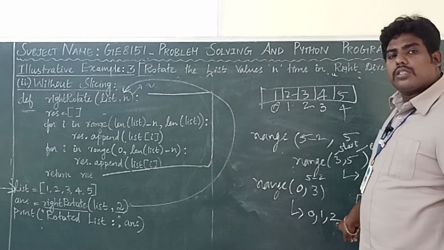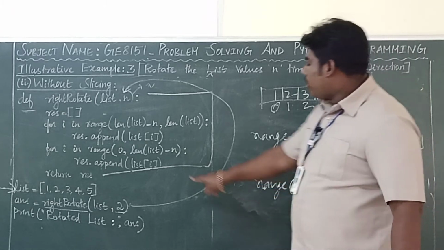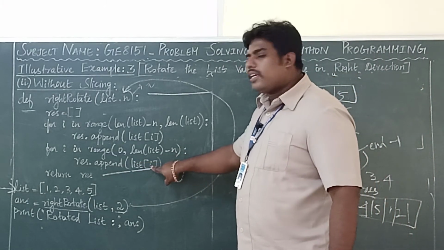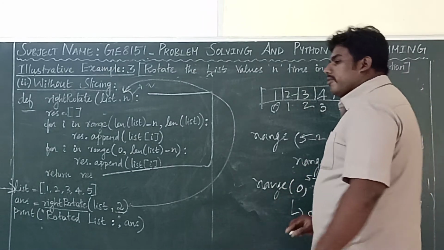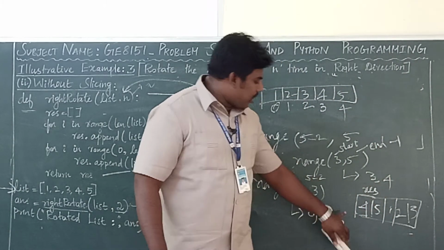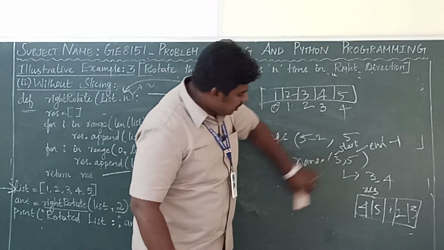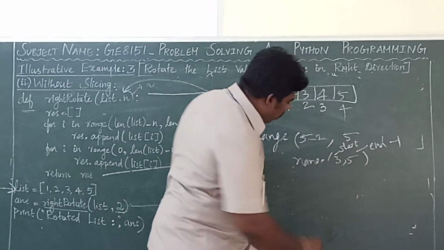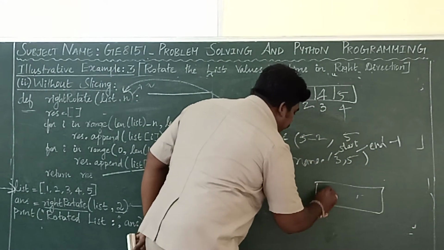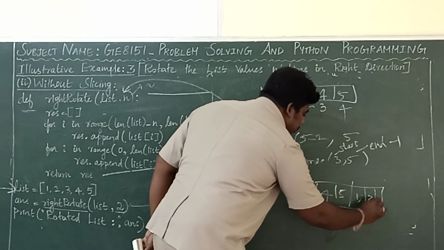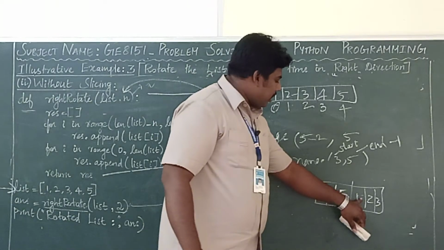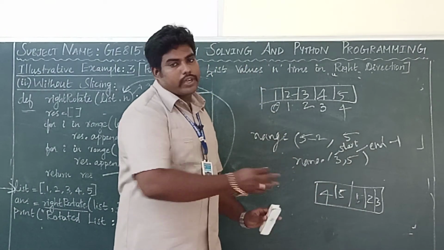Now the i value is 2. So here result dot append of the second position. Which value is there? 3 is there. So at last what's your list? Your list is 4, 5, 1, 2, 3. This is your final answer after rotation.